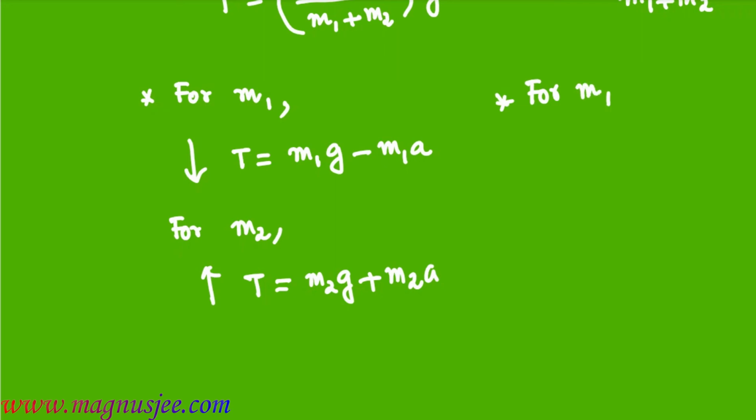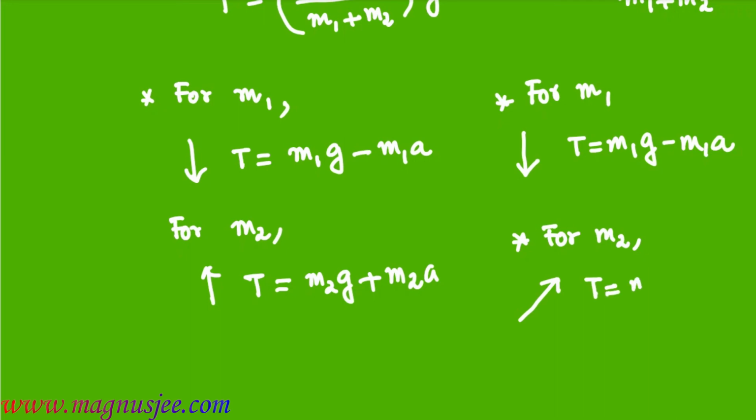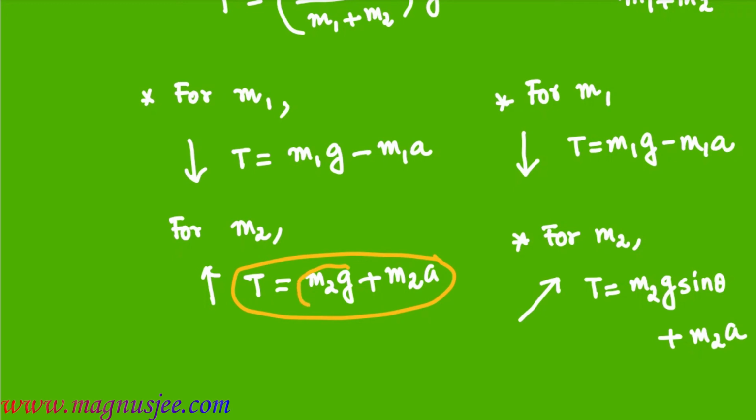again, for the right hand side for this case M1, T is equal to same as the left hand side, M1 g minus M1a, and for the motion of the body of mass M2 which is moving up the inclined plane, M1 is moving downwards and M2 is moving up the inclined plane, and tension will be M2g sin theta plus M2a. Just if theta is equal to 90 degrees, then we get the left hand side case where T is equal to M2g plus M2a, and here T is equal to M2g sin theta plus M2a.